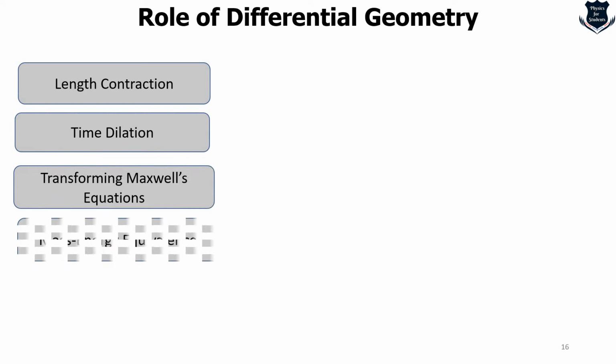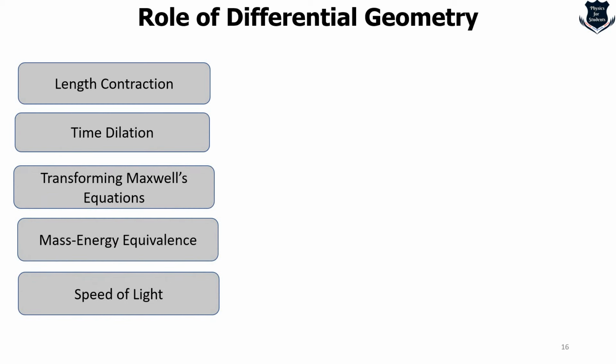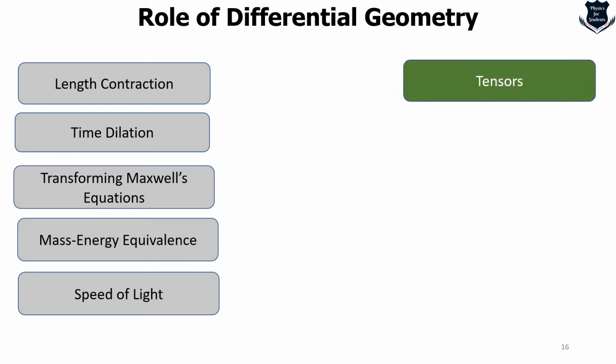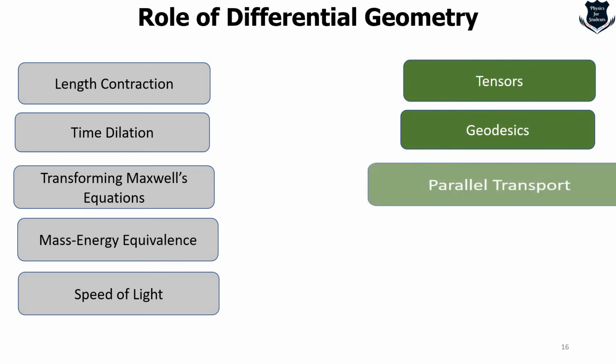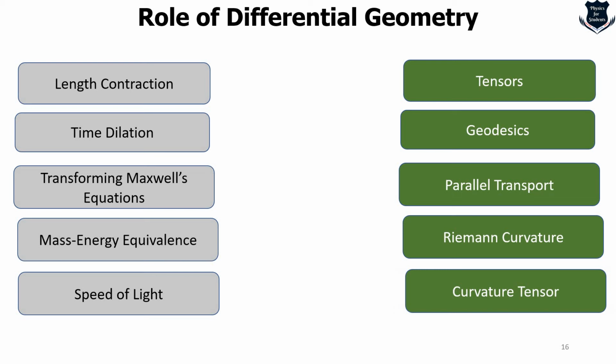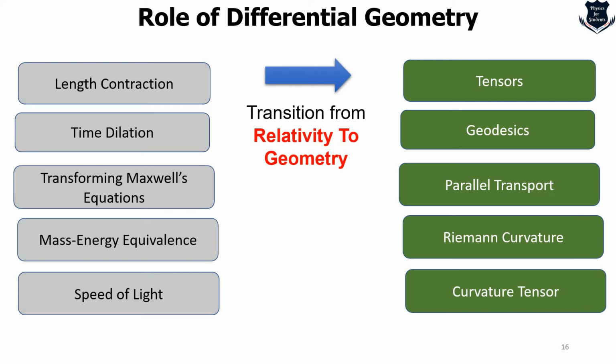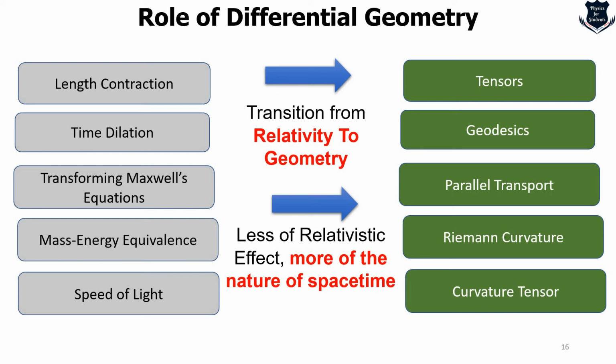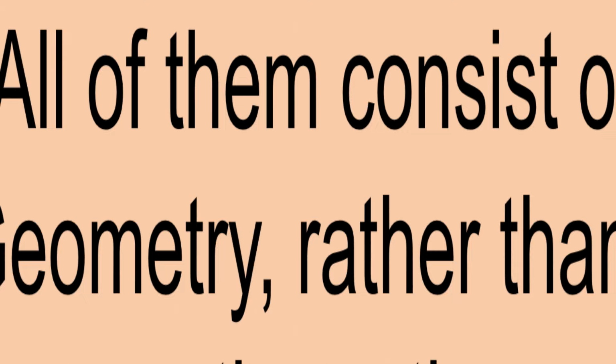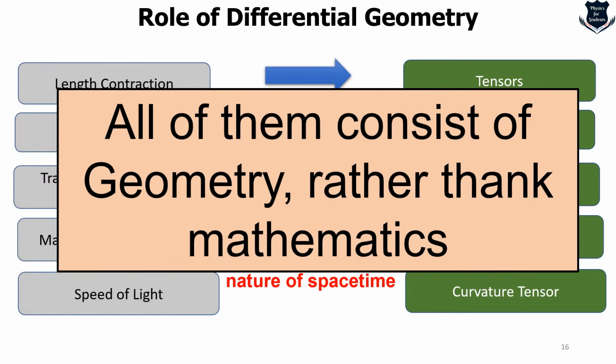Further, as you can see, we have length contraction, time dilation, transformation of Maxwell's equations, the speed of light. When I move from here to tensors, geodesics, parallel transport, the Riemann curvature tensor, you can see that this is a transition not from mathematics to mathematics, but from relativistic mathematics to geometry. It is less about relativistic effects and more about the nature of space-time. And the nature of space-time is what we call general relativity or differential geometry. So in order to define them, all of them consist of geometry rather than mathematics.